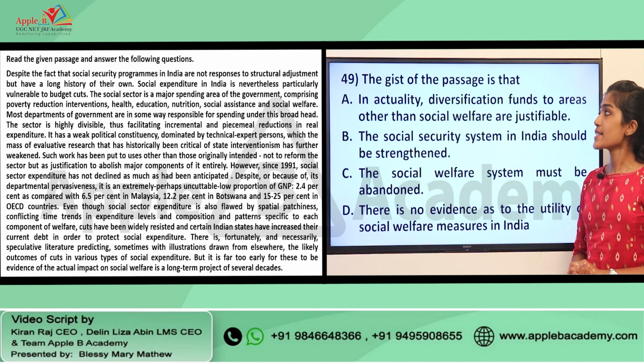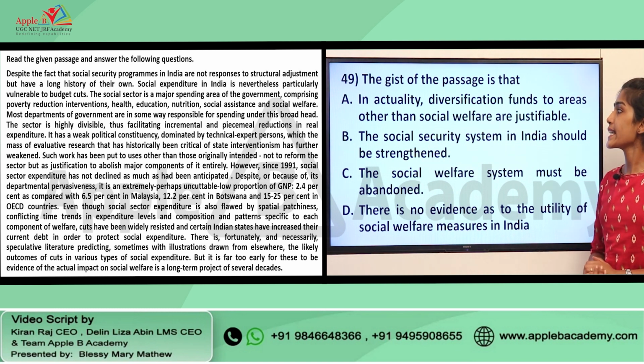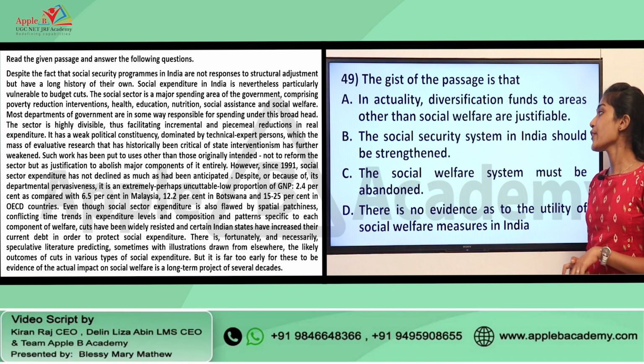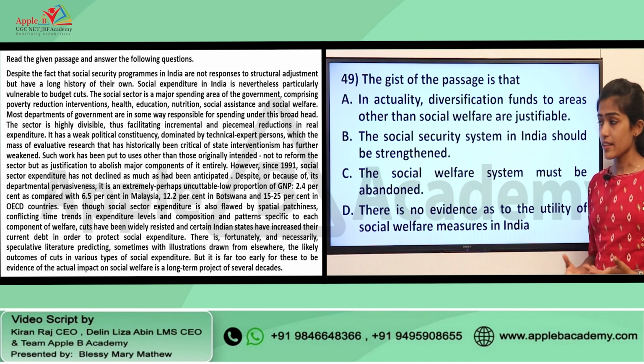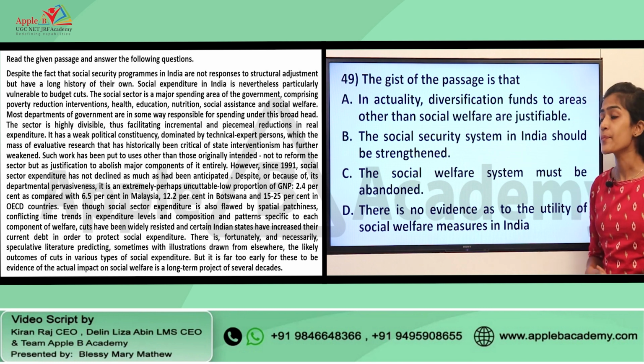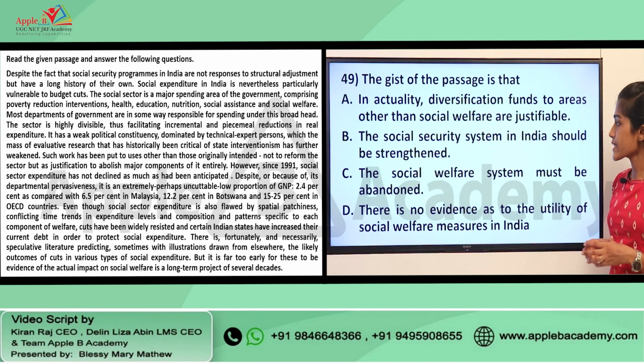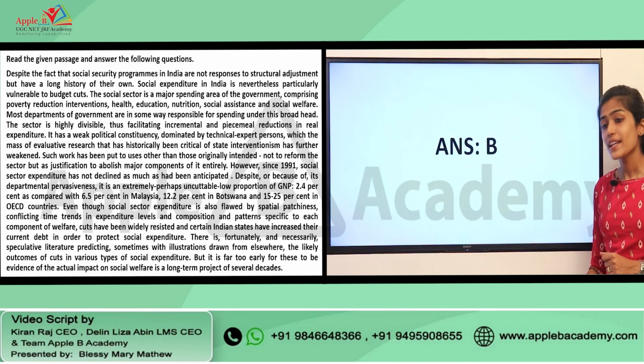Next question: the gist of the passage is that. The options are: diversification of funds to areas other than social welfare is justifiable, the social security system in India should be strengthened, the social welfare system must be abandoned, there is no evidence as to the utility of social welfare measures in India. The right answer for this question is option B, that the social security system in India should be strengthened.